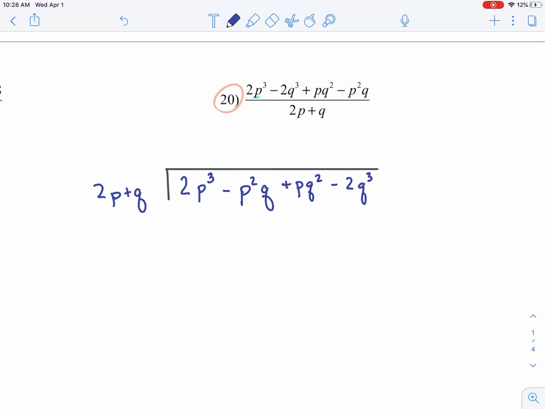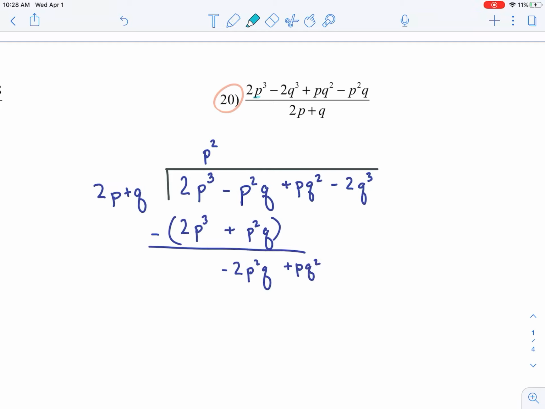Okay, what do I need to multiply 2p by to get 2p cubed? That would be p squared. Subtract the whole thing. Negative p squared q minus p squared 2 is negative 2 p squared q. Bring down the next term.